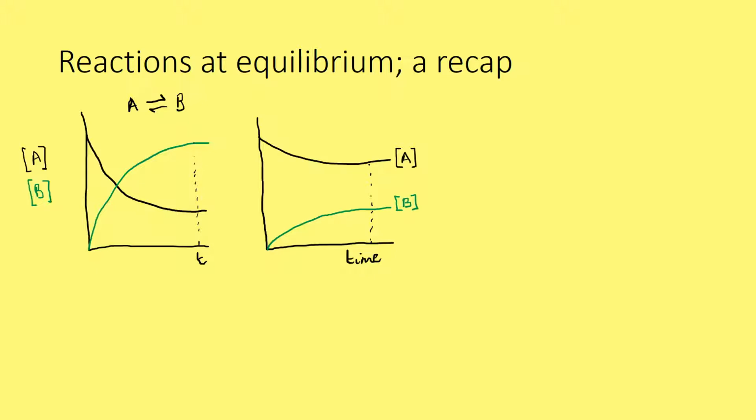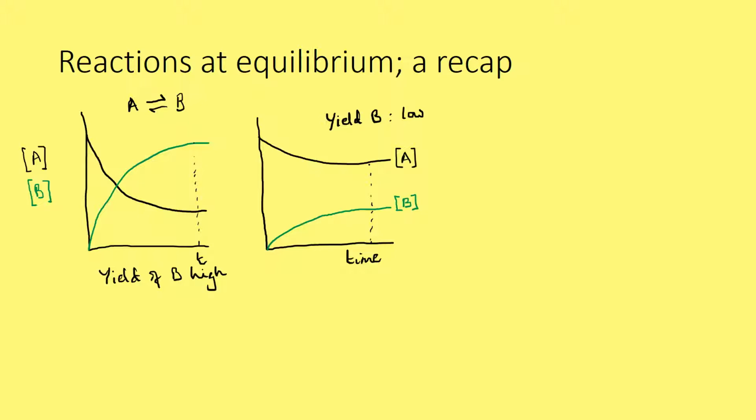As a point of interest, one of these charts is going to signify a situation where the yield of B is high, and one of these charts is going to signify a reaction where the yield of B, the products, is low. I'm going to give you 10 seconds to work out which is which. Hopefully you've done that, and so in this case the yield of B is low, and in this case the yield of B would be high.